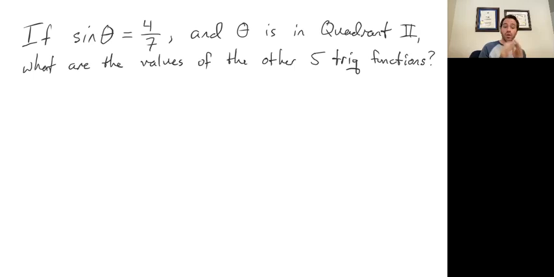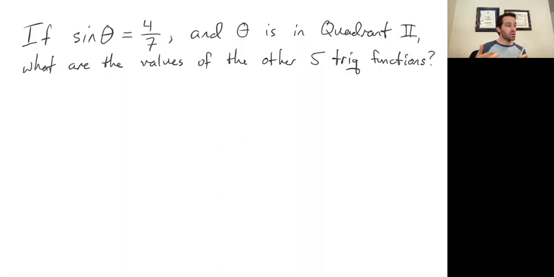Here we have a trig question. If the sine of an angle equals 4/7, and we know for a fact that the angle is in quadrant number 2, what are the values of the other 5 trig functions? Well, what we're not going to do is actually figure out the value of the angle itself.